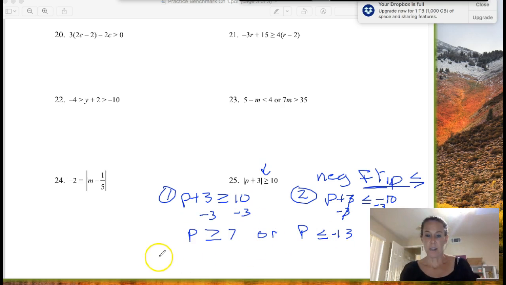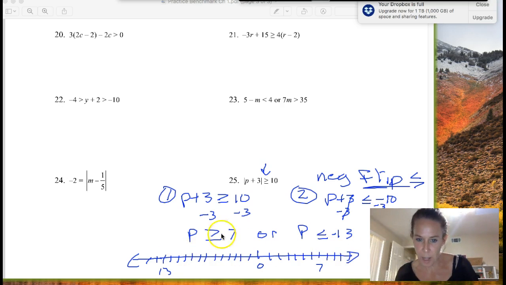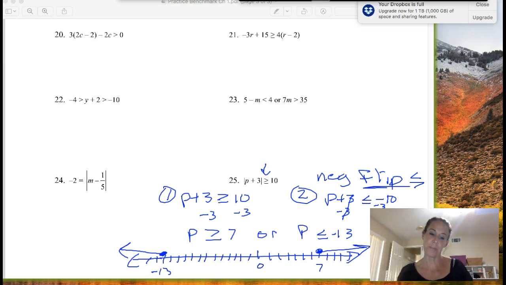If I looked at this on a number line, it would look something like this. Let me just draw. On a number line, P is greater than or equal to 7. So here's 7. Greater than or equal to means a closed circle at 7, and I want to go bigger than, so it would be this way. In this one, P is less than or equal to -13. I'm going to come to -13. Whoops, that should be a negative because it's below the 0 value. I'm going to put a closed circle at -13 and go less than it, so I'm going this way. And that's how you solve that.